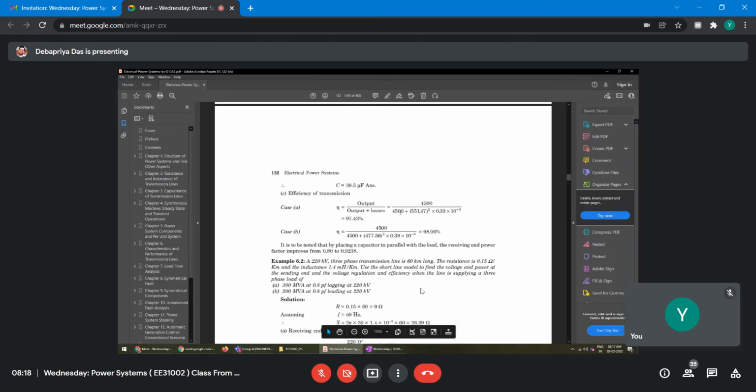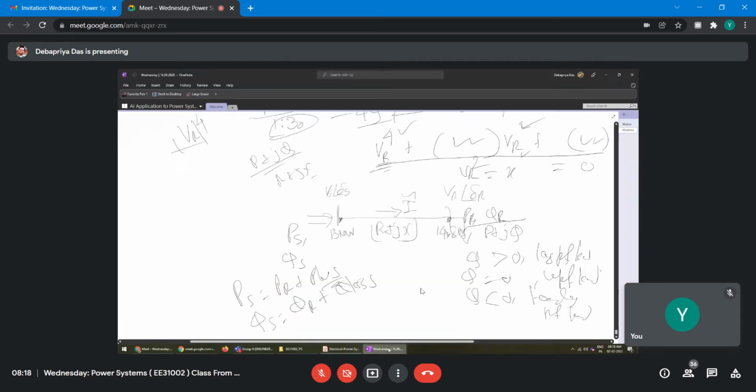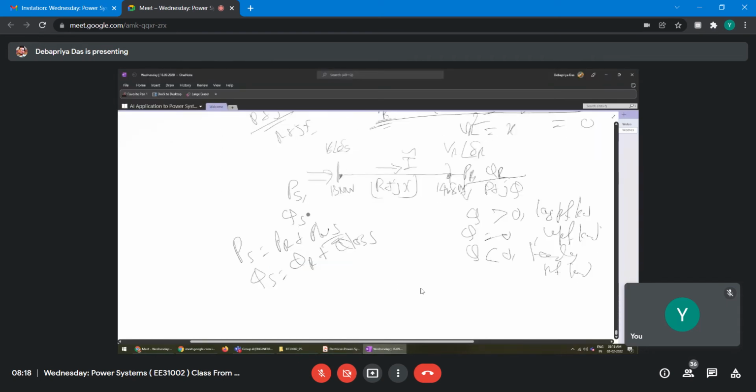That's why output is input plus losses, right? So output by output plus losses is nothing. When you put efficiency, it is basically receiving end power by sending end power. Receiving end power is that 4500 kilowatt, and sending end power is PR plus P loss. That is your efficiency equals PR divided by receiving end power plus P loss, right? So that is the thing.